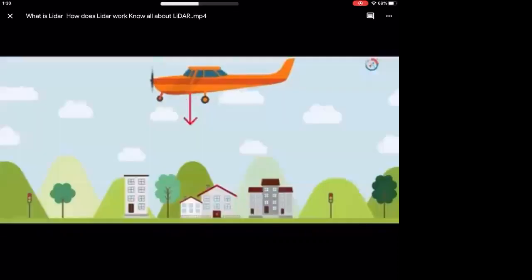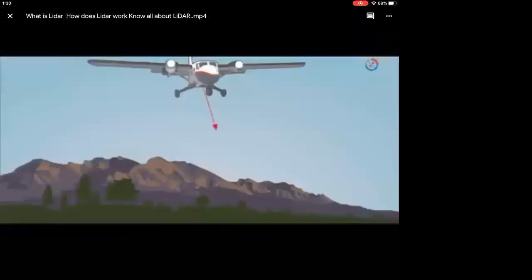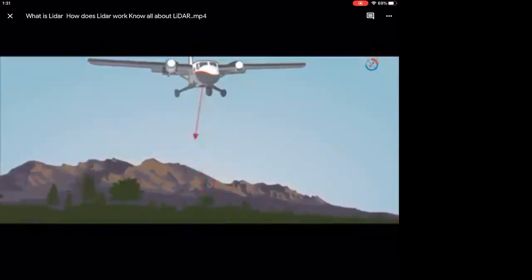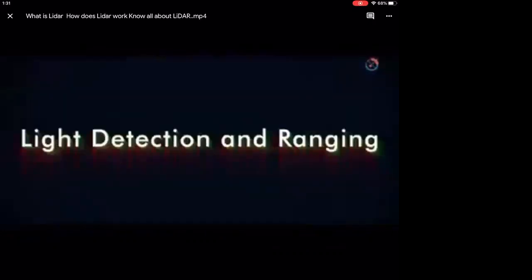Light energy emitted by a LiDAR system is known as a pulse. Light reflected from the ground or an object is known as a return. This means the LiDAR system sends a pulse of light and waits for the pulse to return. It measures how long it takes for the emitted pulse to return back to the sensor. In the end, it gets the distance of the objects. Actually, this is how LiDAR got its name: light detection and ranging.